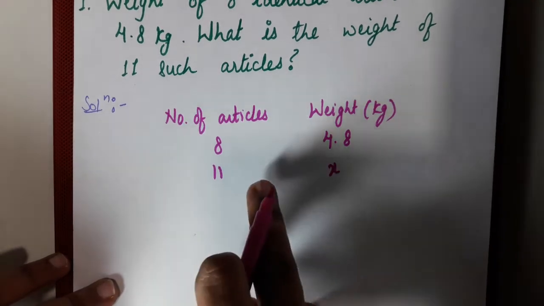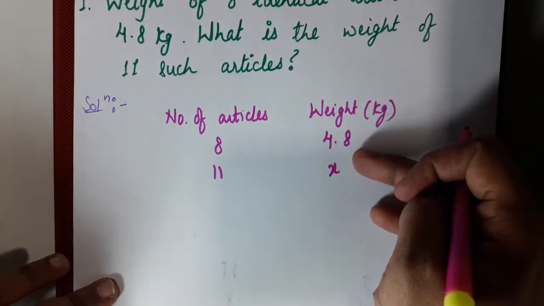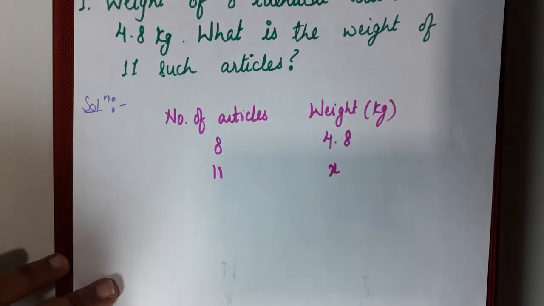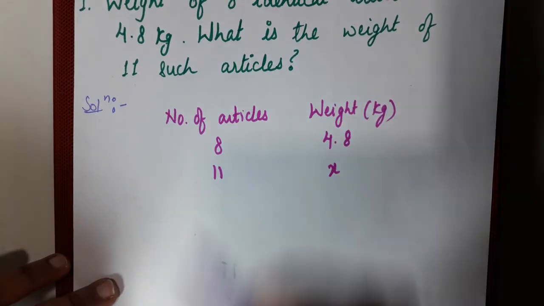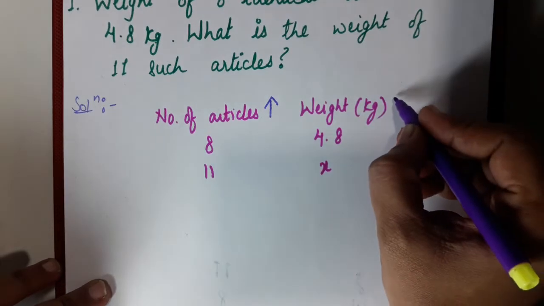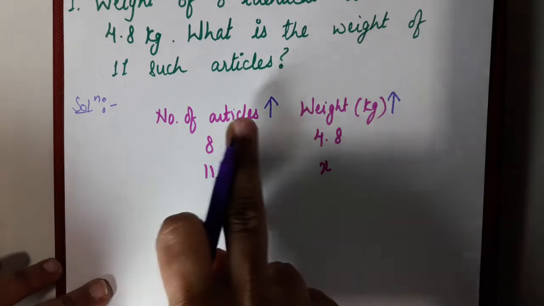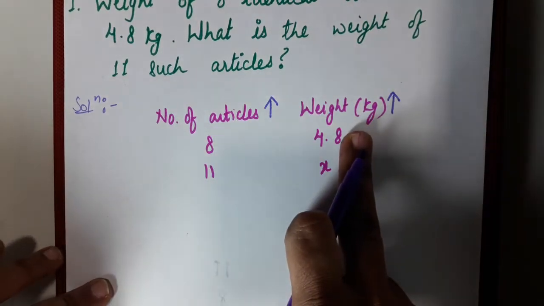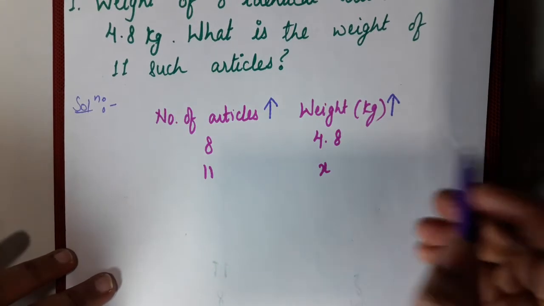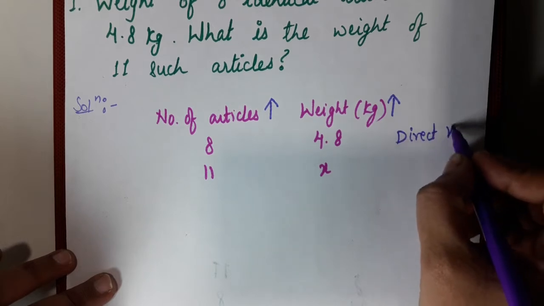So if you see, the number of articles have increased, so what will happen to the weight? Naturally the weight will also increase. So make the arrows. The number of articles have increased, so the weight of the articles will also increase. Increase in one causes an increase in another. So which kind of variation? This is a direct variation.